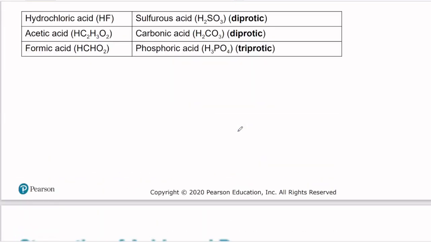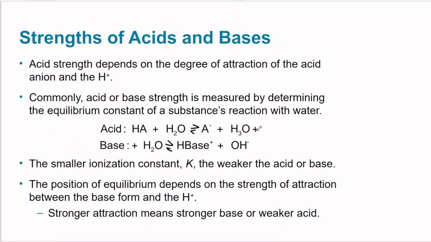Okay, and so our strengths of acids and bases. Acid strength depends on the degree of attraction of the acid anion to the H plus. How strongly are they attracted? The stronger they're attracted, the more likely they are to be a weak acid, because they don't want to completely dissociate. They want to hang around each other.